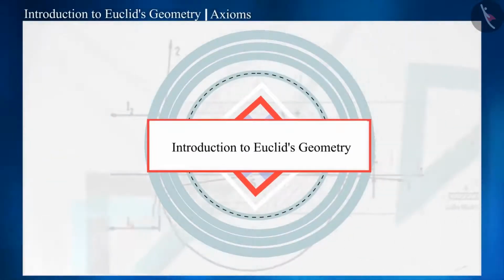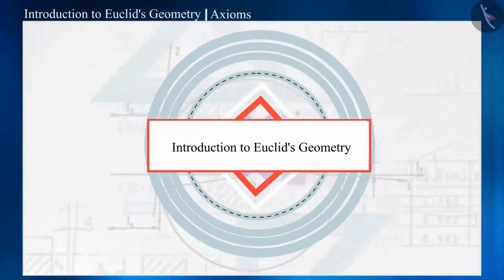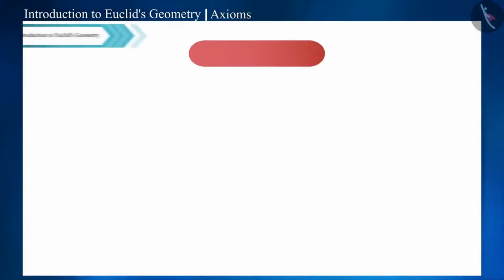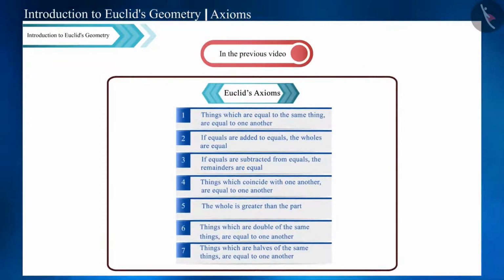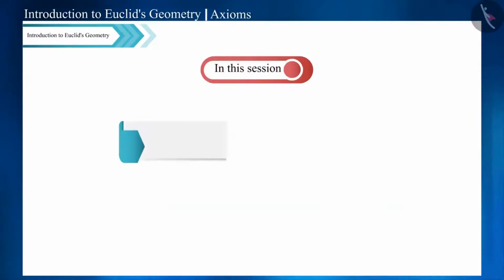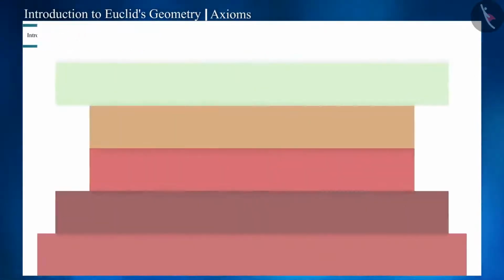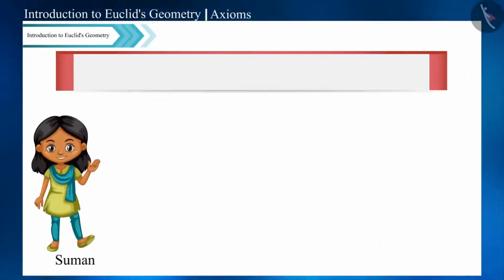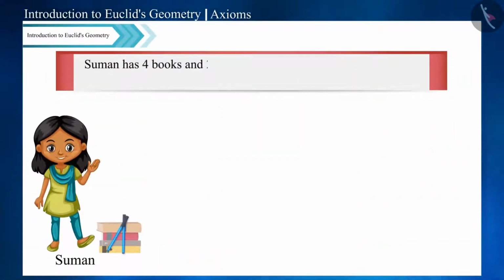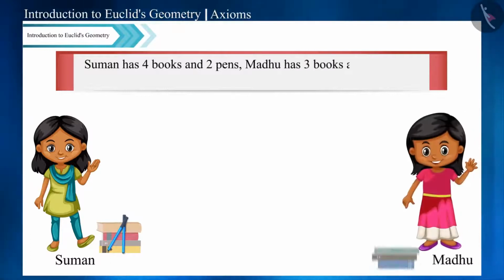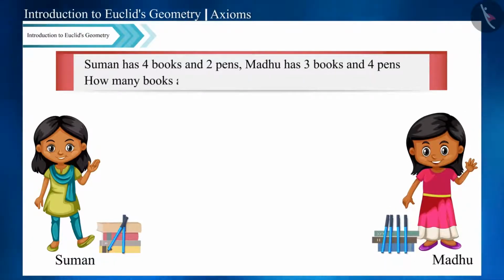Hello friends, welcome to this video of Introduction to Euclid's Geometry. In the previous video, we discussed about Euclid's axioms. Today, we will discuss some facts related to axioms. Let's start with a question. Suman has 4 books and 2 pens. Madhu has 3 books and 4 pens. So tell me, how many books and pens do they have in total?